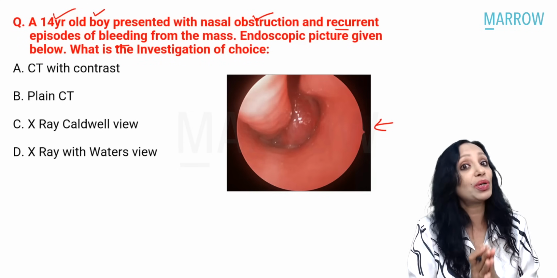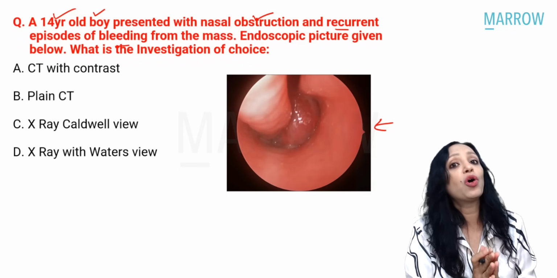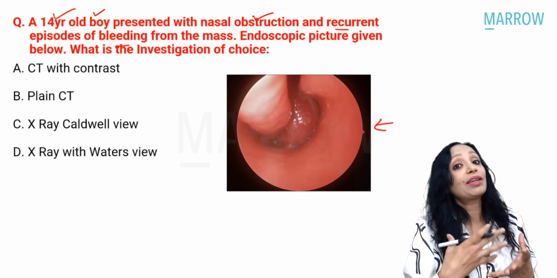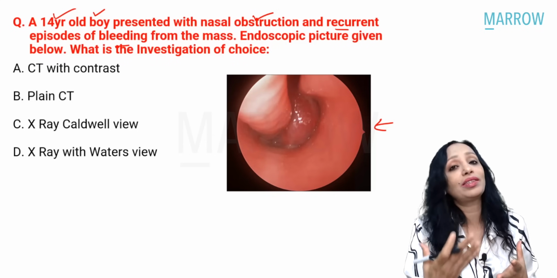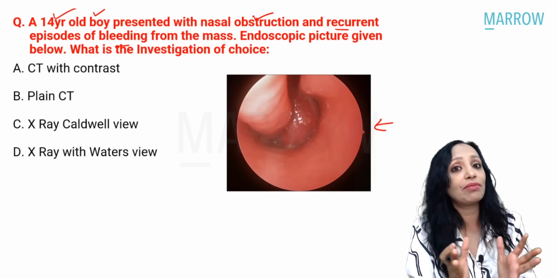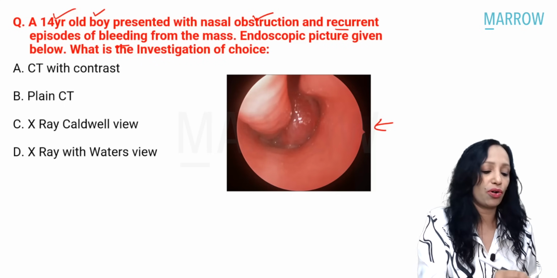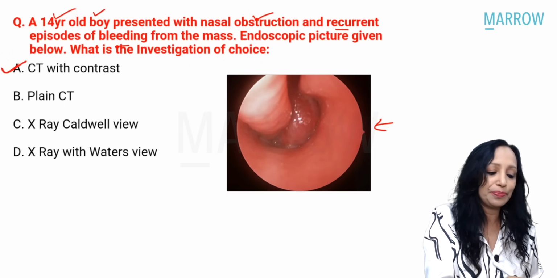Is it NCCT or CECT? Yes. When do we go for contrast? Whenever we know it is a vascular mass. So then it takes up the contrast, enhances on the CT, and then we know that if it is an enhancing mass, it is a very vascular mass. So yes, this is CECT, contrast enhanced CT.